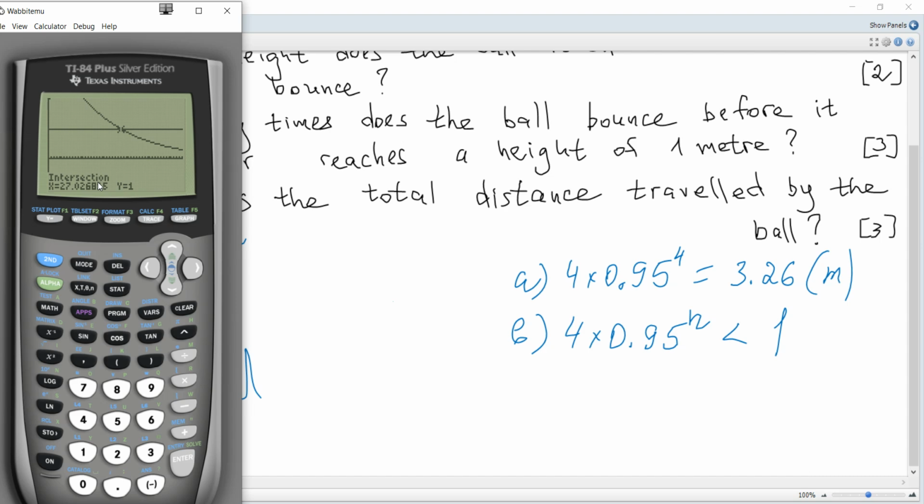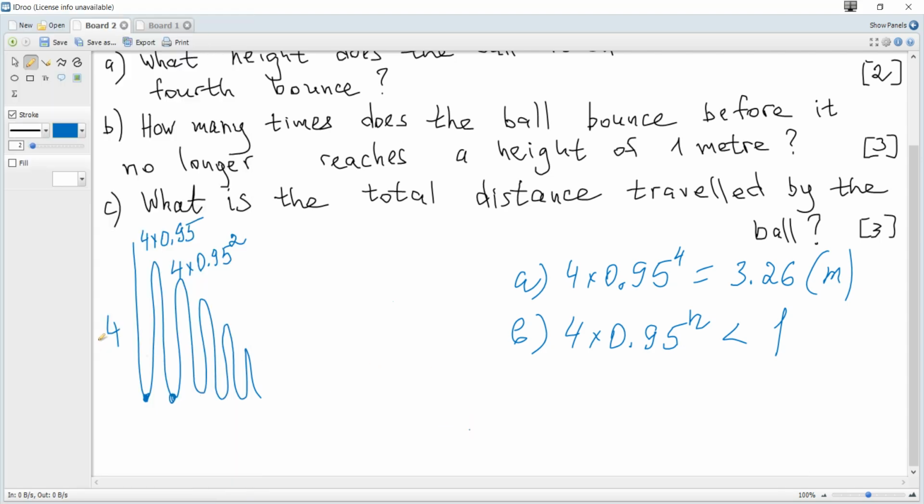What does it mean? That when n is 27, it means that after the 27th bounce, it reaches a height which is greater than 1. And when n is 28, it reaches a height which is less than 1. Hence, it does 28 bounces before it no longer reaches a height of 1 meter. Also, it can be solved applying logs on both sides.